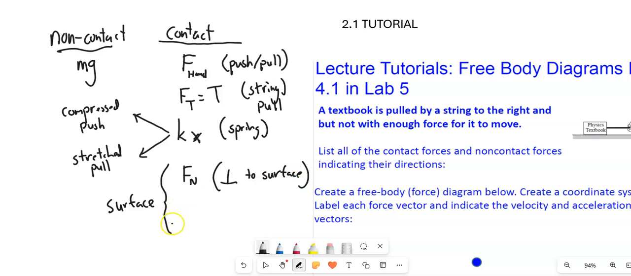Another type of force is the friction force, and that's going to be mu sub k or mu sub s times that normal force. I wrote an n there, and I'm trying to break that habit. It should be times the normal force. So it's mu sub k or mu sub s. This is the force of friction. It's kind of a resistive force, and it's parallel to the surface.